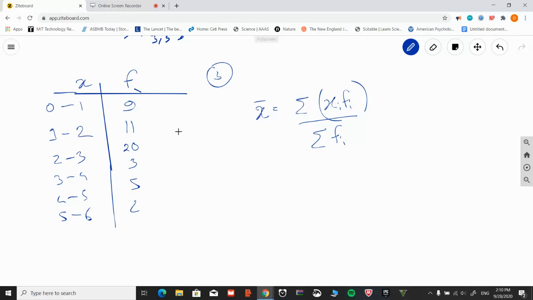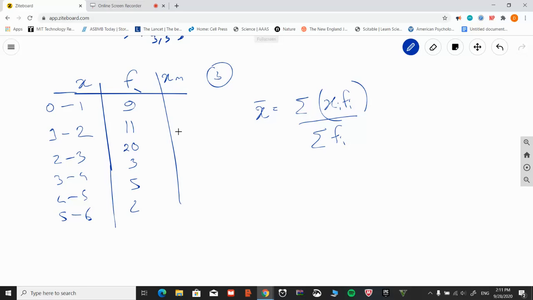But these are ranges right over here, 0 to 1, 1 to 2, 2 to 3, right? So what x value do you take? Do you multiply the 0 with 9 or 1 with 9? Do you multiply the 11 with 1 or 11 with 2, right? In that case, we need to form another table which has the mid values of x.